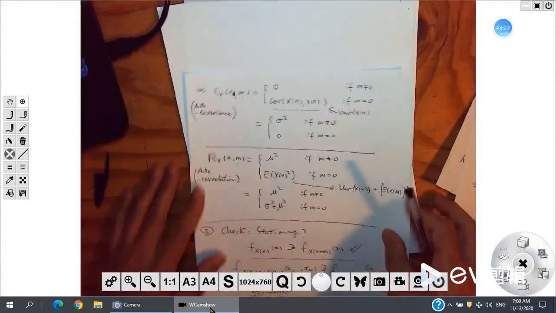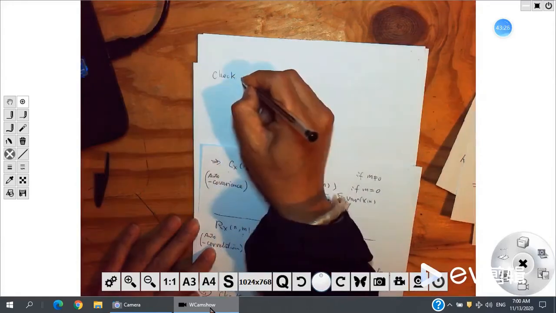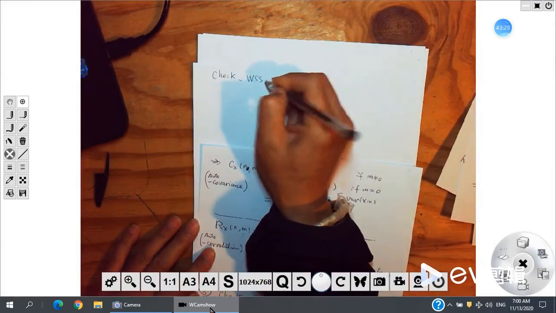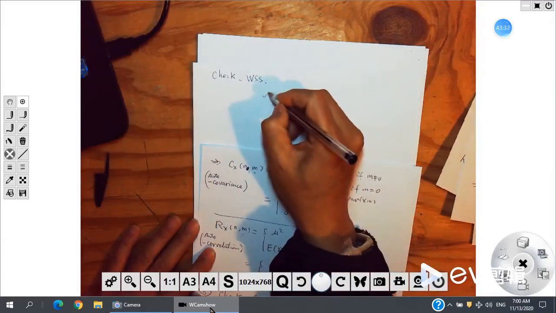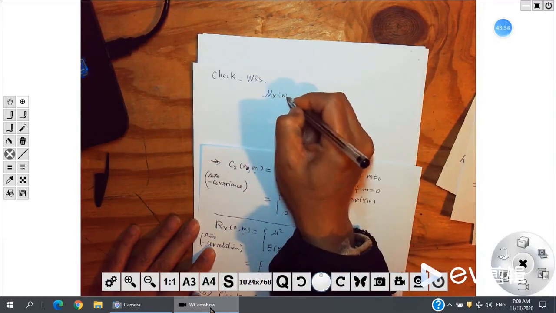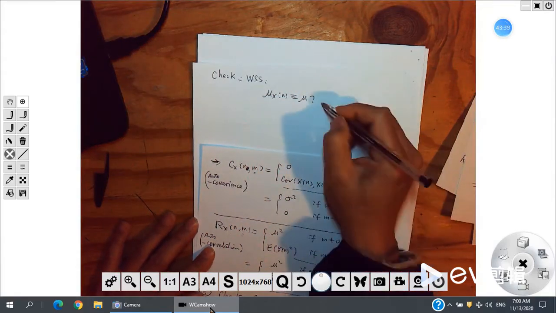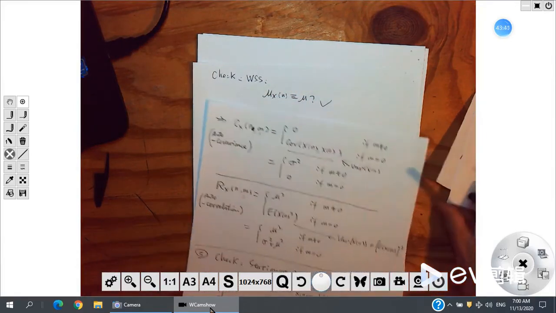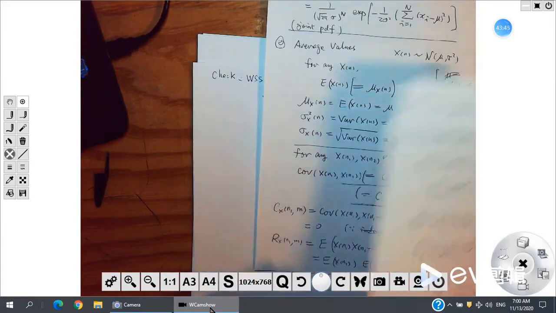Then the second, we check wide-sense stationary. For wide-sense stationary, we want 2 things. Mu x of n, is this a constant? Actually, yes, right? Yes, we calculated. Mu is the average value. Yeah, average value.